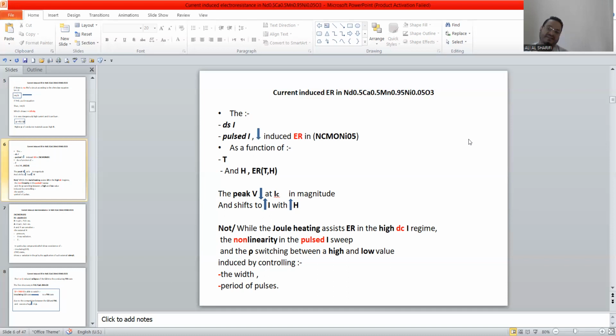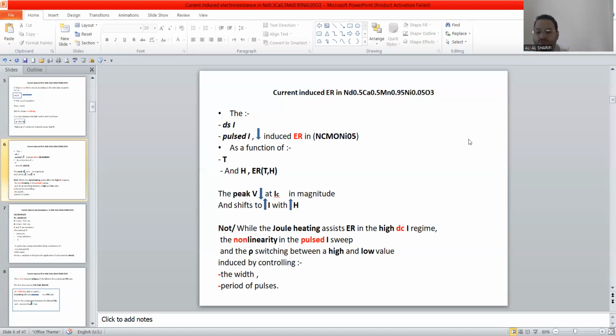Let me say that again: the peak voltage decreases at threshold current in magnitude and shifts to increase the voltage with high magnetic field. Note, while the Joule heating assists electric resistance in the high DC current regime, the nonlinearity in the pulsed current sweep and the resistivity switching between high and low value. We will explain these slides deeply at the next slides, when we will use the diagram to explain this phenomena.